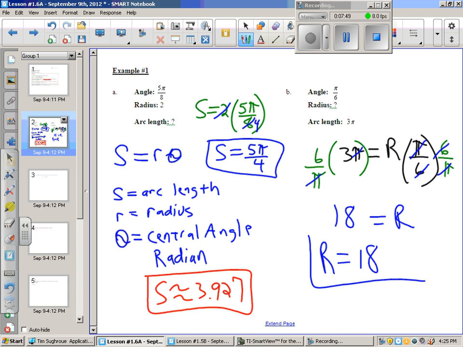Now they don't give a units of measurement here, but if they did, if they said that the arc length was 3 pi inches, then the radius would be 18 inches. Understand that the arc length and the radius are a linear measurement, so they will be measured in inches or centimeters or feet. But the angle is in radians, and radians is already a real-world measurement, so it doesn't have anything after it. You could certainly put RAD after it if you want, but it is not necessary. The number itself is good.